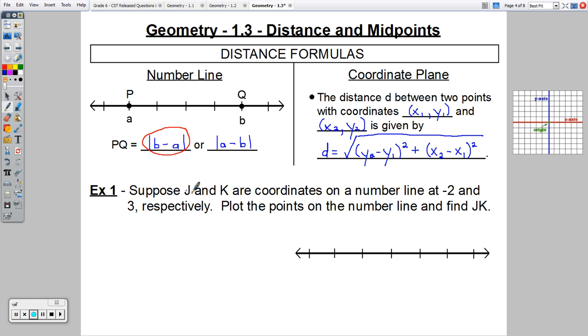So with example 1, suppose J and K are coordinates on a number line at -2 and 3 respectively. So it looks like J, since it's first, that's at -2. I'm going to say this is at 0. And then this would be -2 right here. This would be 2 right here. This would be 3 right there then. So I'll fill in the rest here. We've got a 1, 2, and 3 going this way. -1, -2, -3 going that way. And J and K, J was at -2.